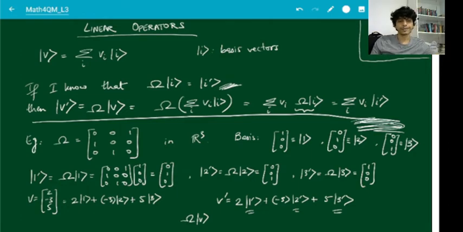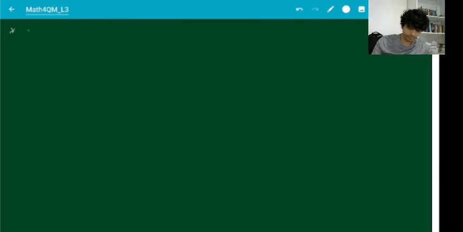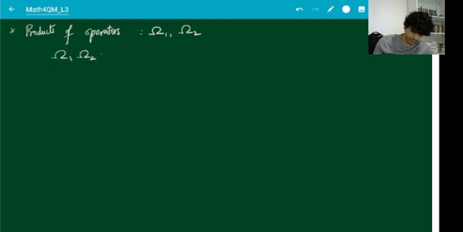What if I have two operators and I want them to act on a vector v? So I'm talking about products of operators. So let's say my operators are omega 1 and omega 2. So I want to find out what is omega 1 omega 2 acting on v. So first omega 2 will act on v. So when omega 2 acts on v, you will get some vector, some other vector.